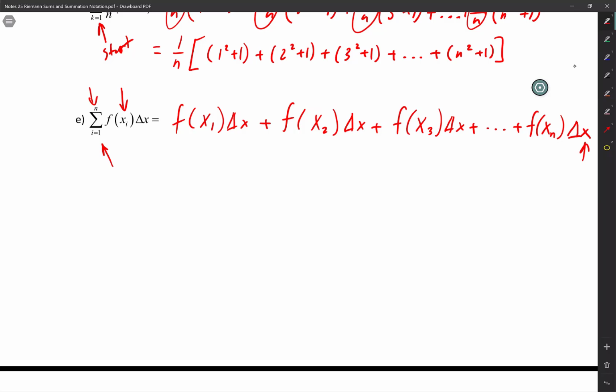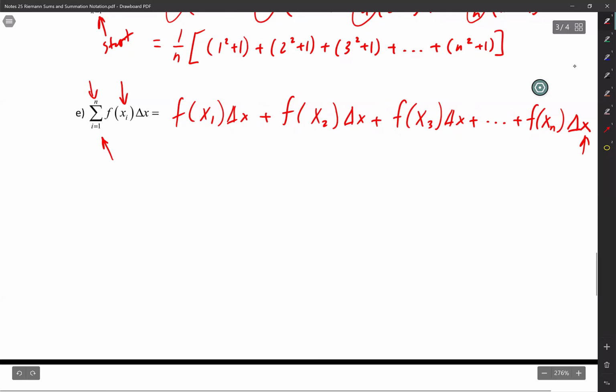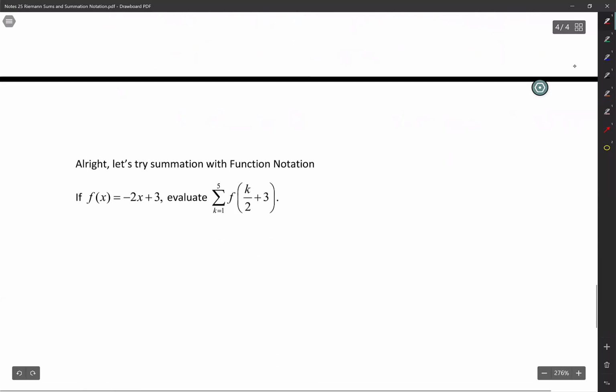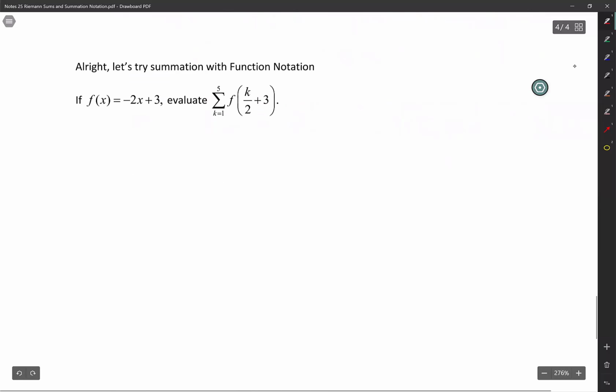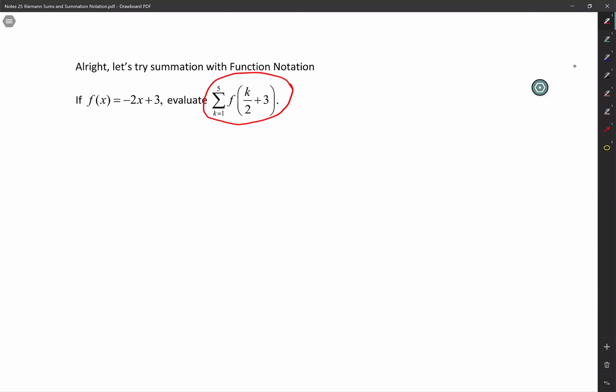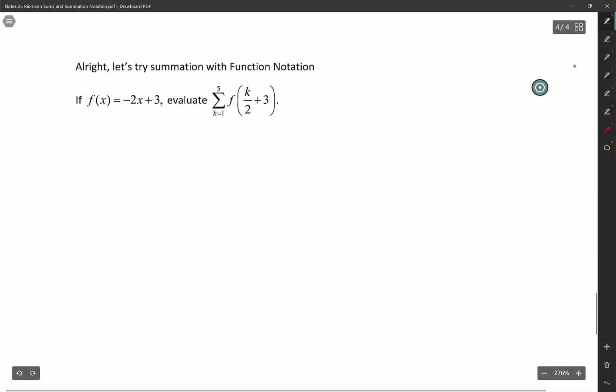Is anyone confused? Okay, let's see if we can apply it. Uh-oh, what do I do on this one? Relax, guys. First, worry about this guy. So let's see. I'm going to put an equal sign. I'm going to erase that period. And there it is. There's my equal sign now. There's no more period. And I start at k equals 1, and I stop at k equals 5.